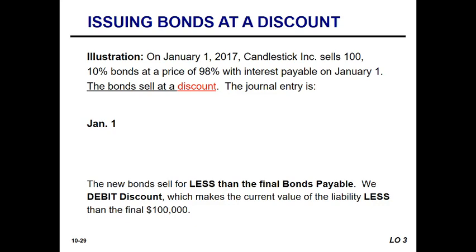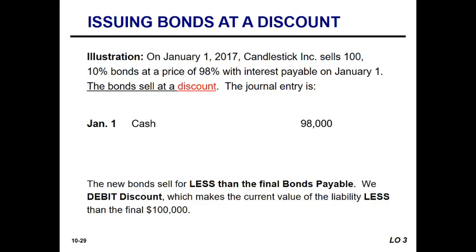So if it is at 98% of an interval of 1,000, then we are only receiving $980 per bond. We have 100 bonds. That means that we will receive cash. We will debit or increase our cash for $98,000.